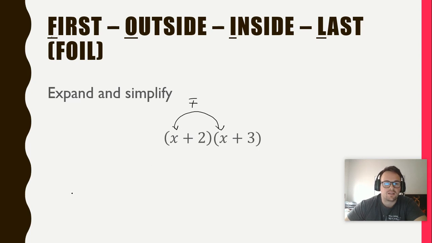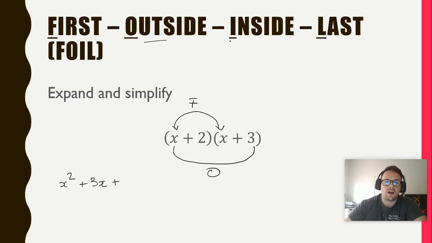X times x equals, I'm just going to write the answer here, x squared. Then O stands for outside. What are the outside terms? The outside terms are x and 3. O, x times 3 plus 3x.